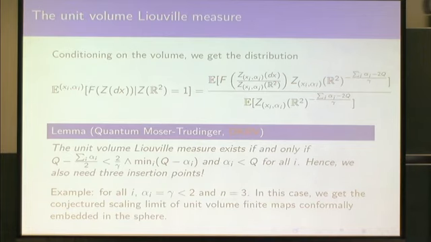Nonetheless, you can make the following observation: if you want to have only 2 insertion points, you can put alpha 1, alpha 2, and the third one equal to epsilon and go to the limit, for instance. What you see, if you want to do this, is you have to take alpha 1 equals alpha 2, and then you're allowed to take a unit volume Liouville measure with weight alpha at x1, some point you've chosen, alpha 2 at x2, and epsilon at x3.